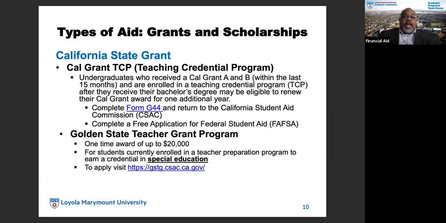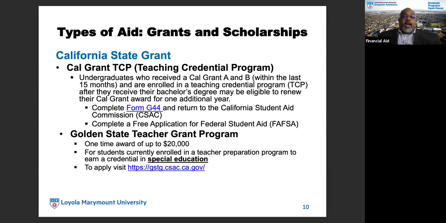In order to be eligible for the California Teaching Credential Program, you have to complete Form G44, which is a requirement from the California Student Aid Commission, which manages the California grant programs. You are eligible to receive the same amount of a Cal Grant that undergraduate students will receive, which at LMU is $9,084 for an additional year. So you get a Cal Grant for 1 additional year. You also have to complete the FAFSA in order to be eligible for the Cal Grant Teaching Credential Program.